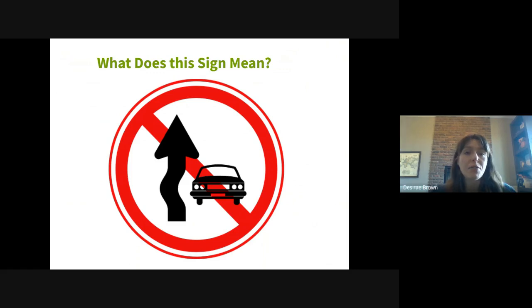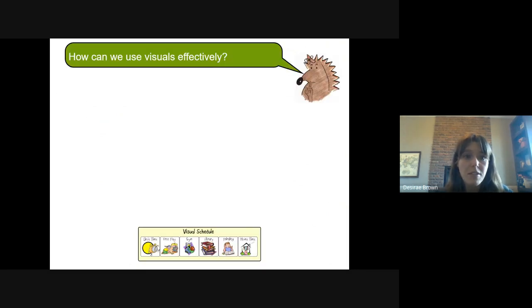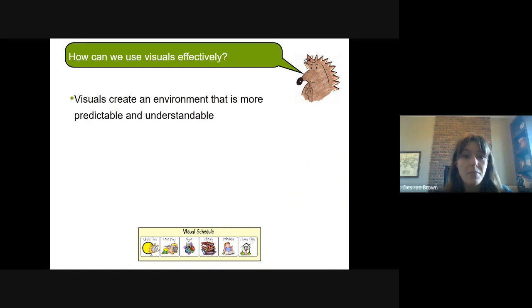So visuals have to be taught in context. If I were just to put this up on a wall in a room and be like, what does this mean? You might not know. But if maybe we're on a road that had some curves up ahead and I had a driver's ed teacher or something that explained it, then I might know what this sign meant. But sometimes when we first introduce visuals, we do need to do a little bit of teaching around them so that we know what they're for and when they can be used. So when we use them, it can help build a more predictable and understandable environment. So that can help students feel regulated because they know what to expect.